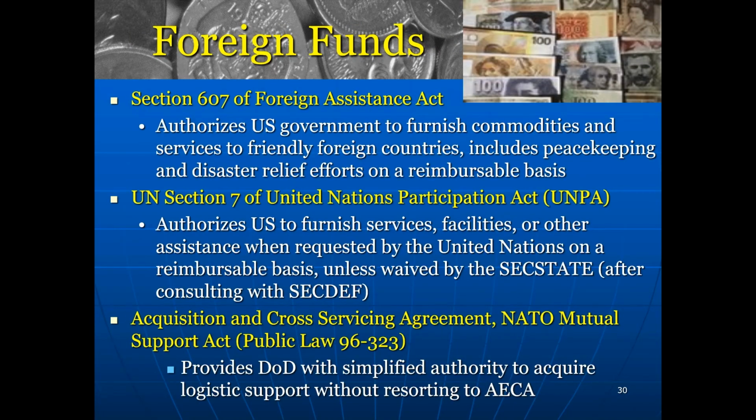Foreign funds. Section 607 of the Foreign Assistance Act authorizes U.S. government to furnish commodities and services to friendly foreign countries. It includes peacekeeping and disaster relief efforts on a reimbursable basis.